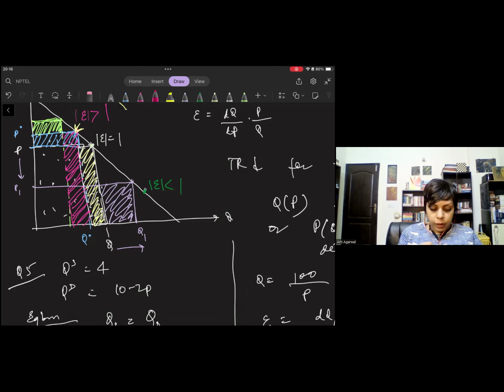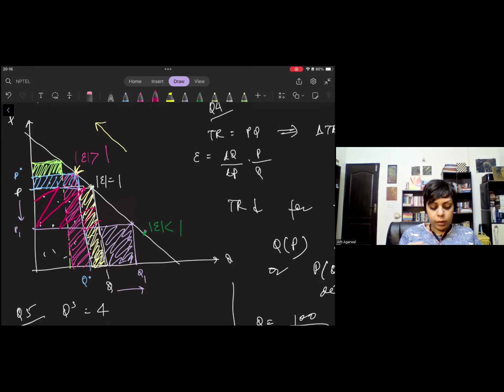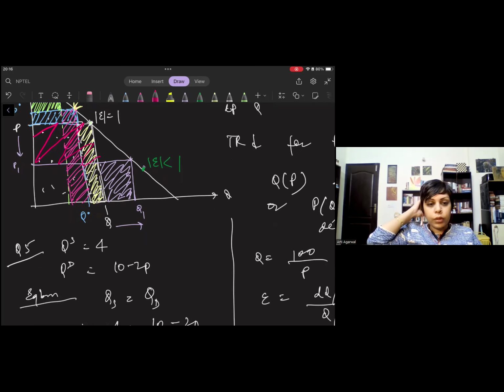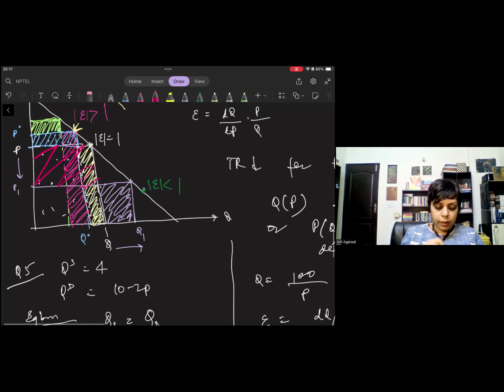And from here, this whole part is lost. So again, in this region, as your quantity increases, your revenue is decreasing, not increasing. Whereas in this region, as your price increases and quantity decreases, your revenue is decreasing. Again, I know it sounds a bit confusing, which is kind of why this diagram also gets a bit messy, and I didn't draw the whole scenario.